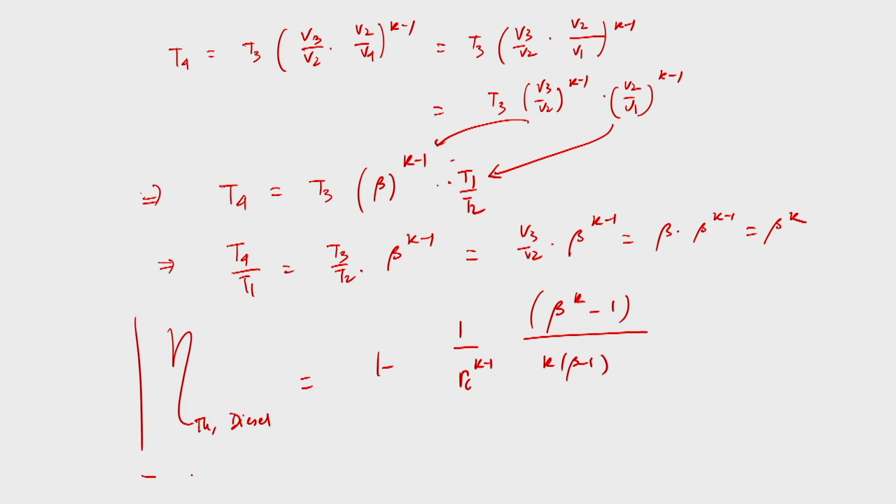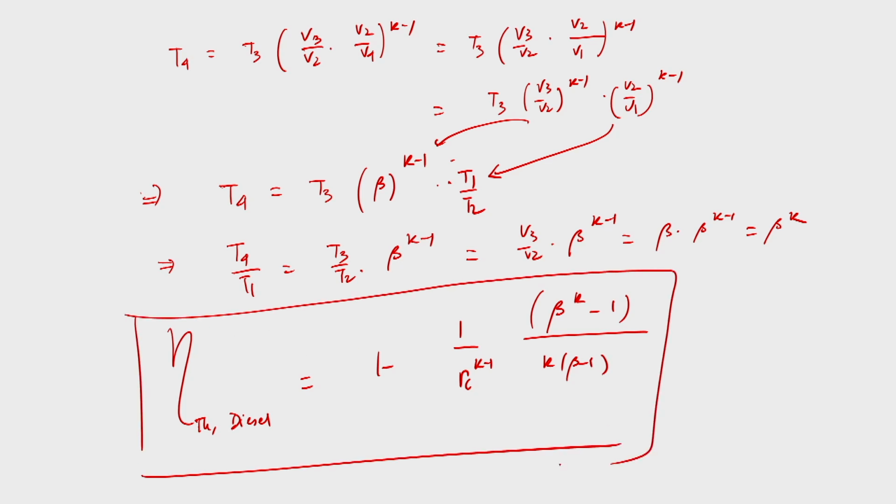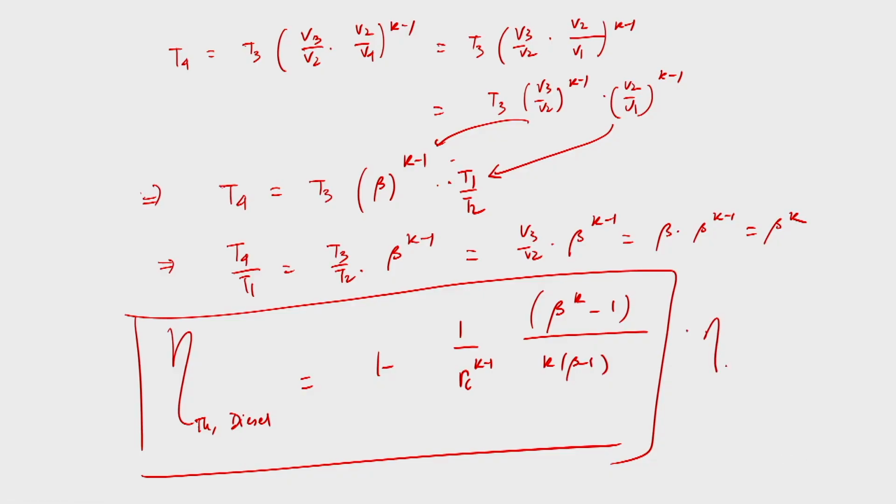That is what we wrote last class, but without doing these intermediate steps. Straight away we wrote the final result, that the thermal efficiency of the diesel cycle can be written in terms of compression ratio and the cut-off ratio. Now if we compare this with the thermal efficiency of the Otto cycle, it is 1 upon RC to the power k minus 1, not k. This is very important.